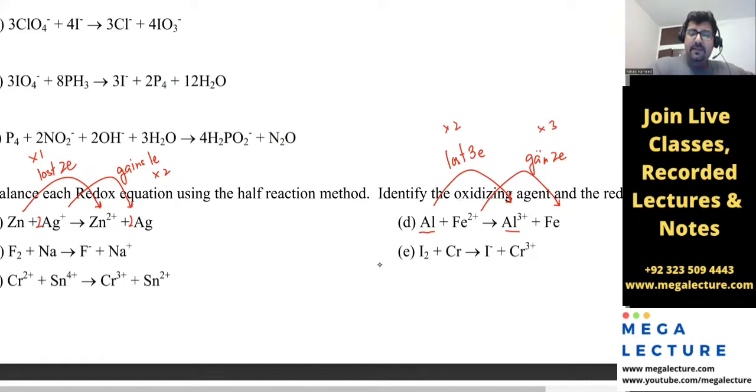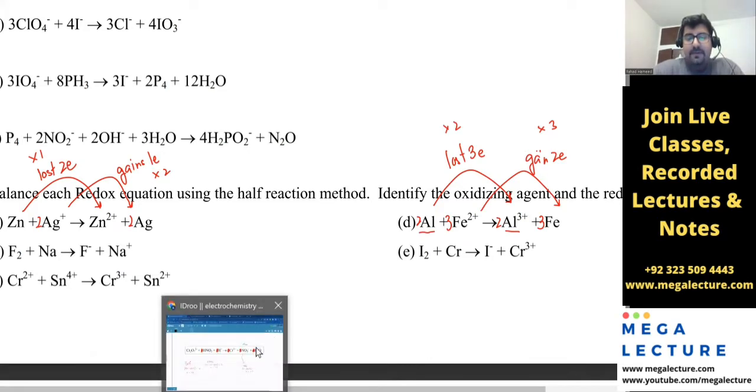So I should have 3 Fe's, and I should have 2 aluminiums. So everything would now be balanced. तो सब कुछ balance हो जाएगा, ठीक है? So remember, redox equation, you have to balance the number of electrons gained and lost. They have to be made equal when you try to balance them.